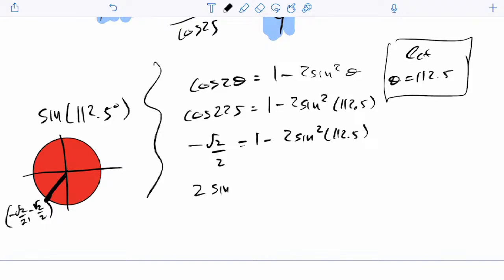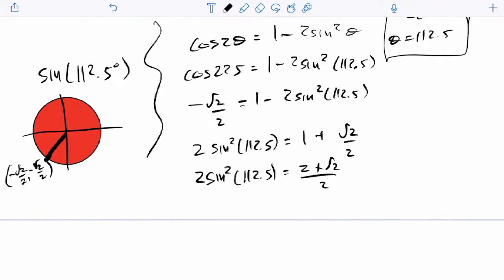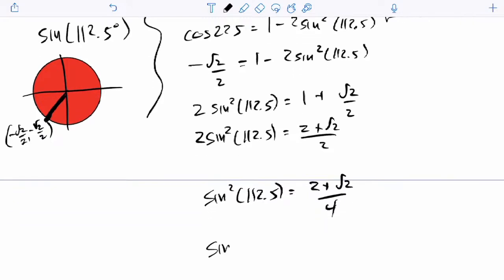So this will be 2 sine squared of 112.5 equals 1 plus root 2 over 2. Then get a common denominator here, divide across, and let me know if you're not following or need any explanation. Over 4. Then I can take my square root.